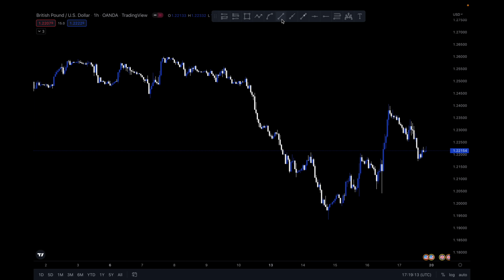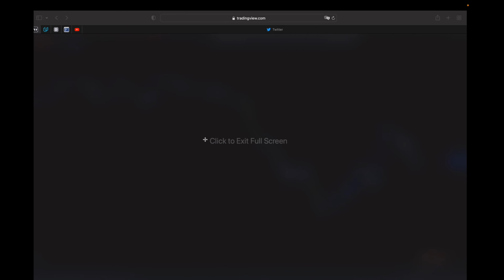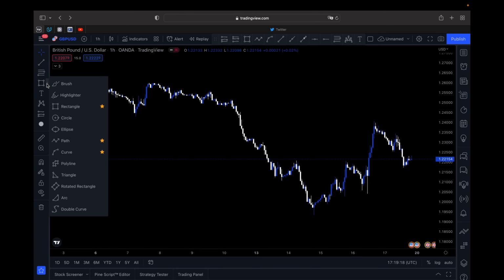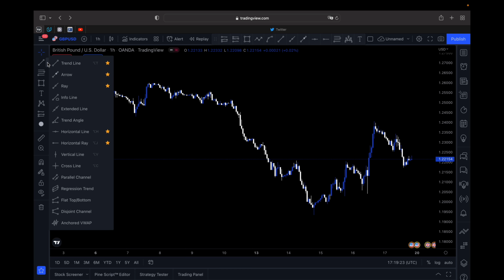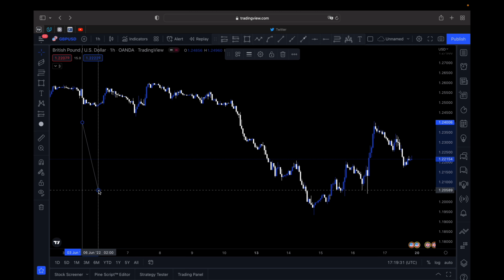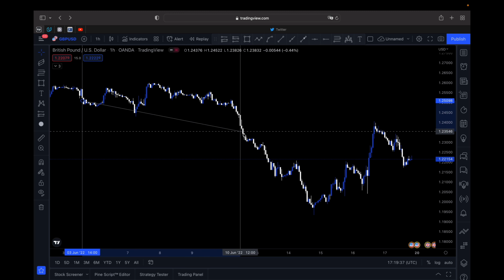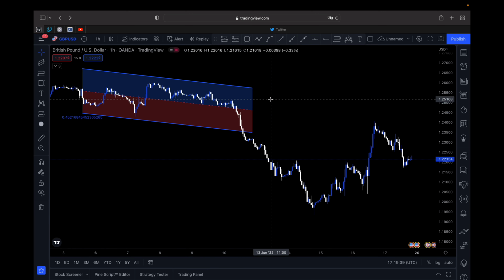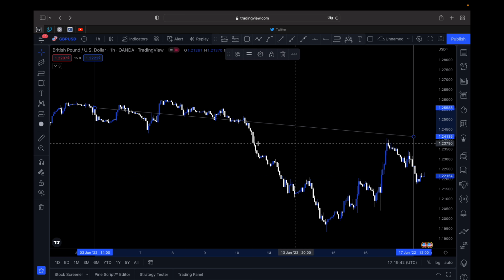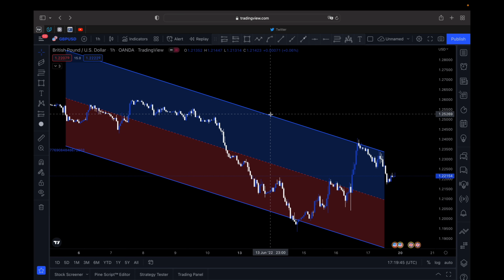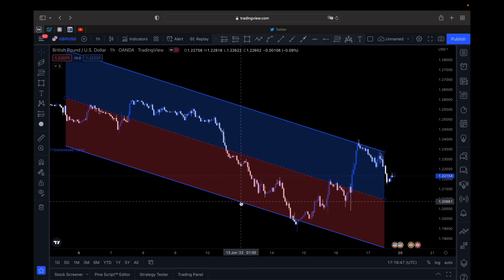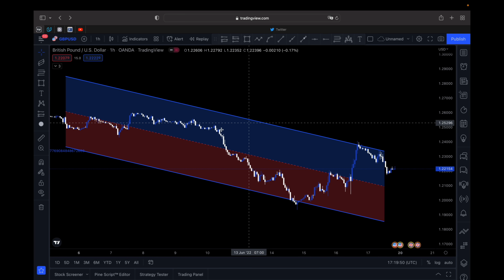And when I mean channel, I mean this here. Here is the channel too. So some come in this pattern like this as a channel. Yes, this is it. So some come with this. So this is resistance, and this is a support. This is like a trendline channel. This is called a trendline channel.